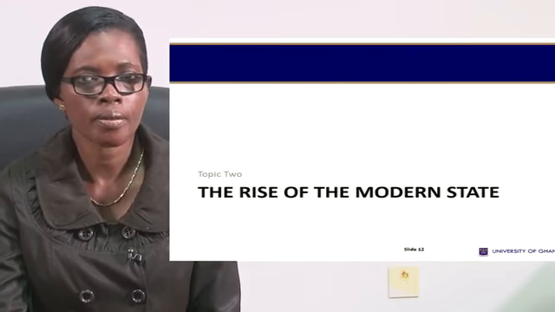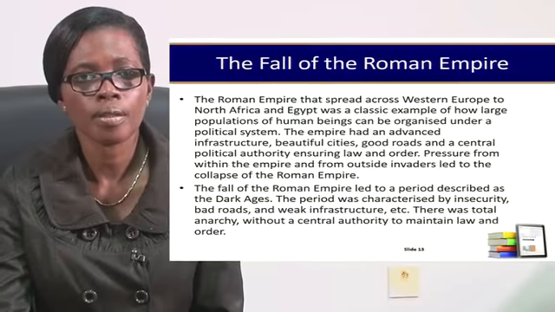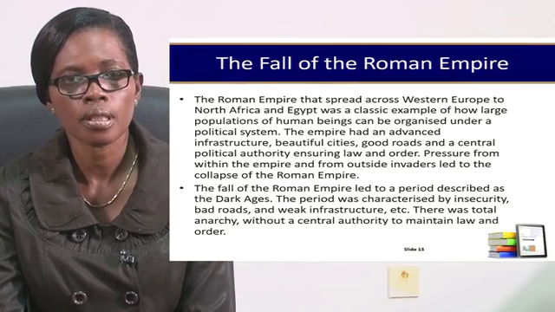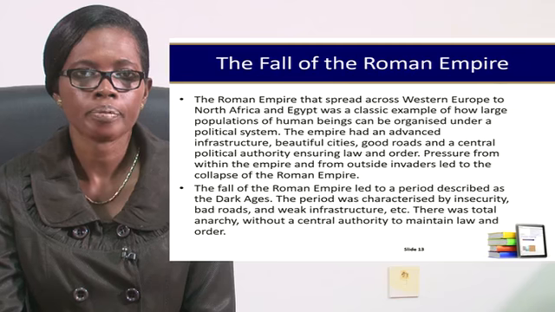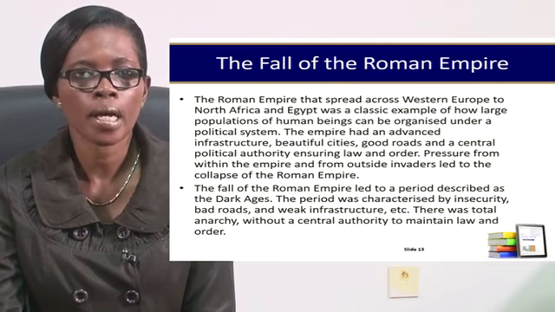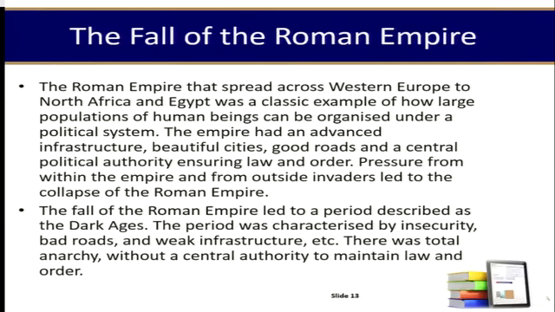Topic 2, the rise of the modern state. Now, the rise of the modern state, we have mentioned the state emerging out of the fall of the Roman Empire. And we want to note that the Roman Empire spread across Western Europe to North Africa and Egypt, and was a classic example of how large populations of human beings can be organized under a political system. The empire had an advanced infrastructure, beautiful cities, good roads, and most importantly, a central political authority.